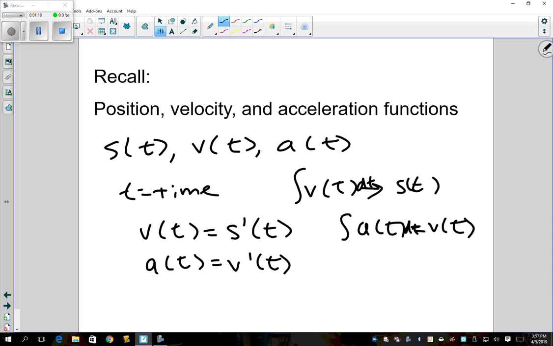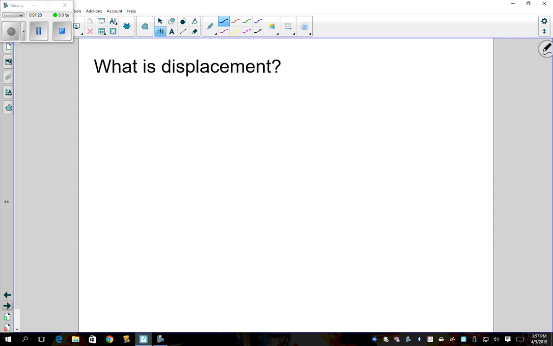And so we're going to use this idea to help us calculate basically the difference, how much things have accumulated over time. And this accumulation we call displacement.